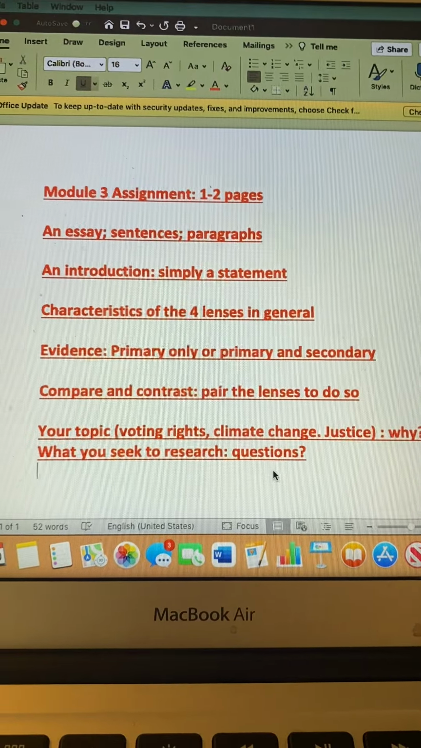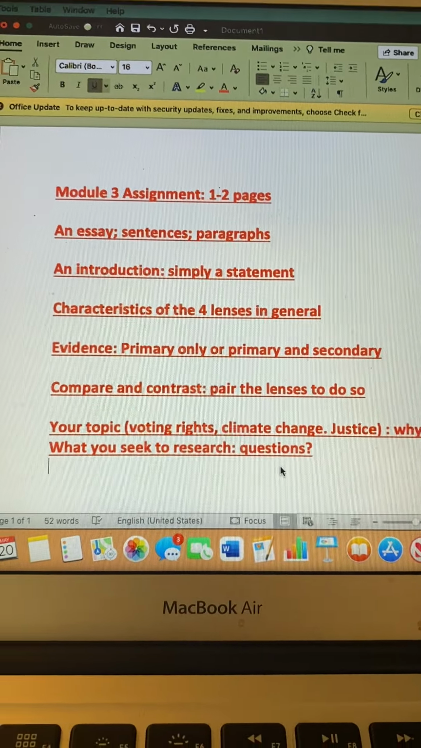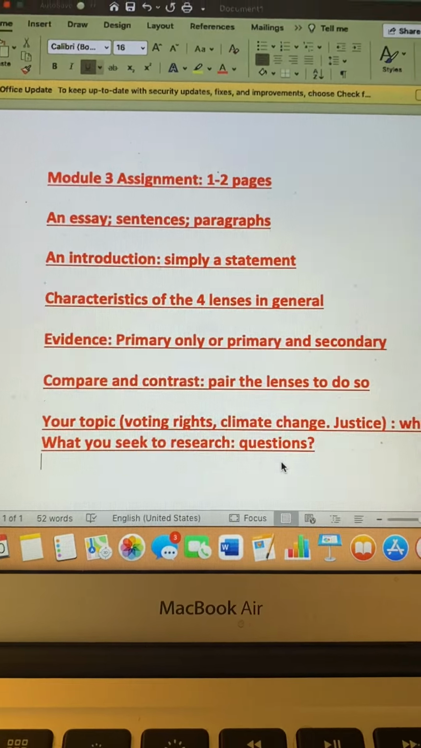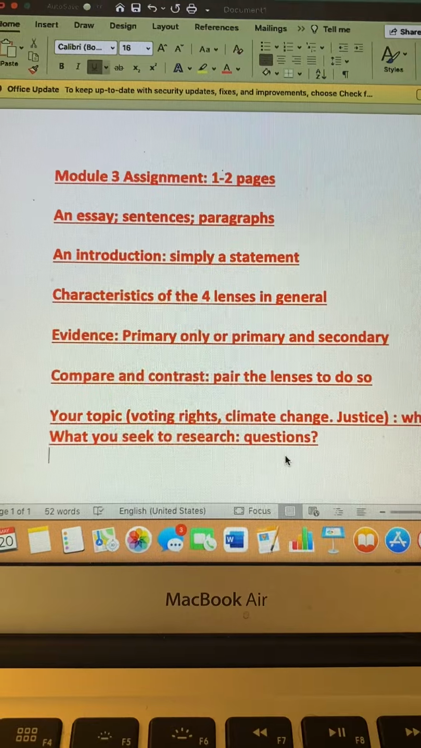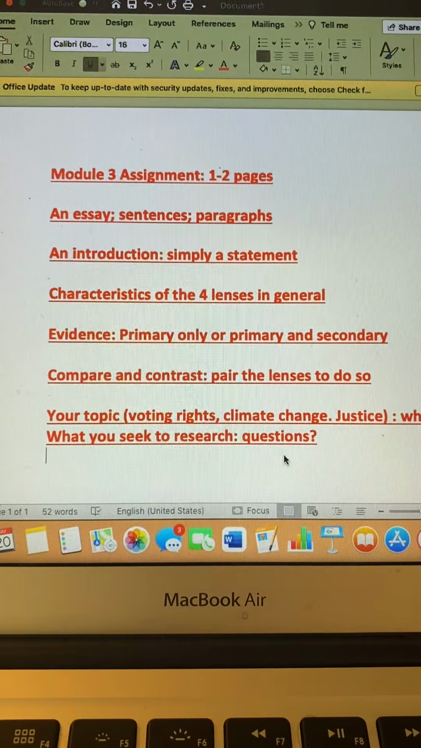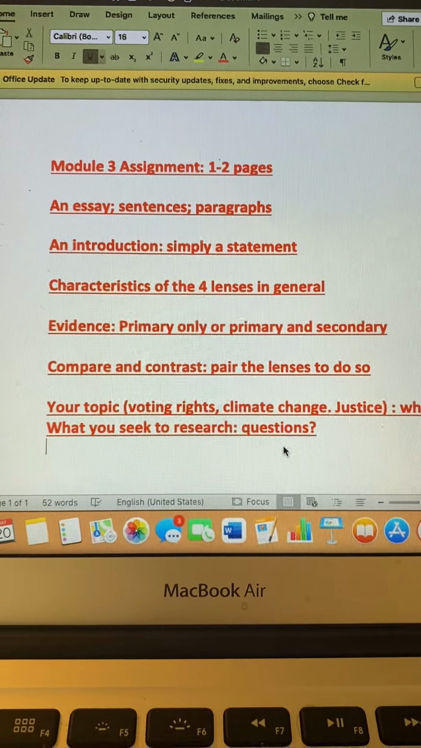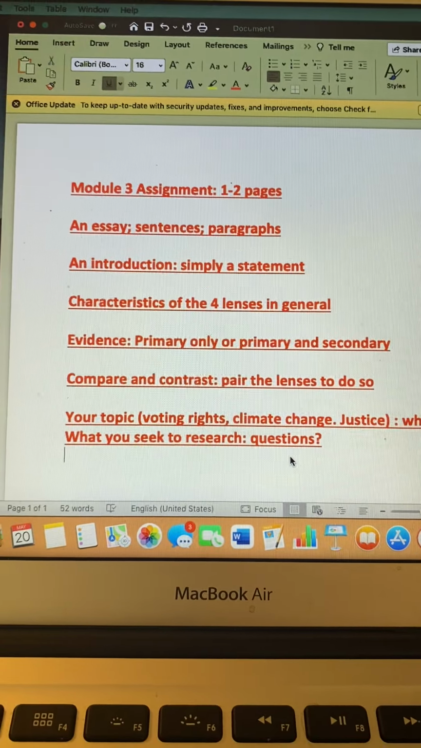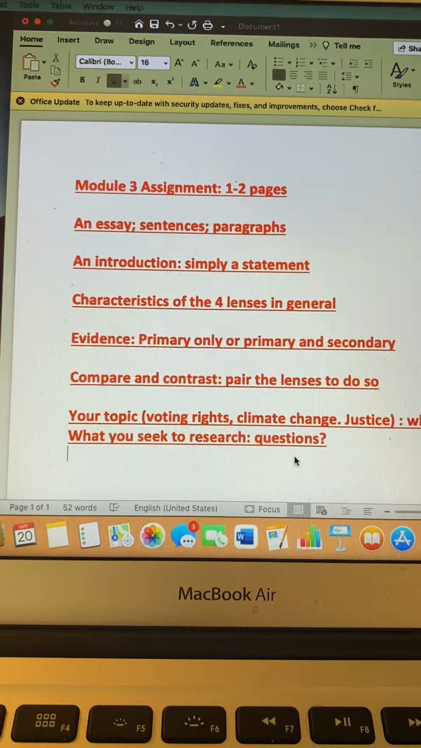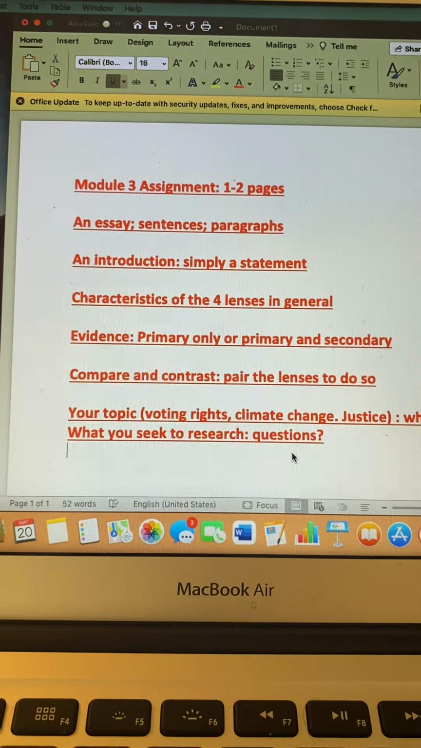I would initially include an introduction, even if it's simply a statement saying the 4 lenses of the liberal arts are social science, natural science, history, and humanities, rather than just jump in with the characteristics. Then state that each one of the lenses has a different characteristic or a different approach to a topic.